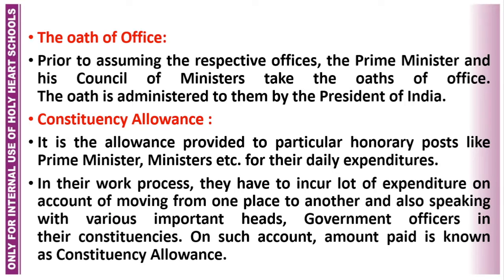In their work process, they have to incur a lot of expenditure on account of moving from one place to another and also speaking with various important heads, government officers in their constituencies. On such account, the amount paid is known as the constituency allowance, because when they are moving inside their constituency, meaning the area from which they are winners, they have to work in that area. For the work process, they need the allowances so that the work is done well.